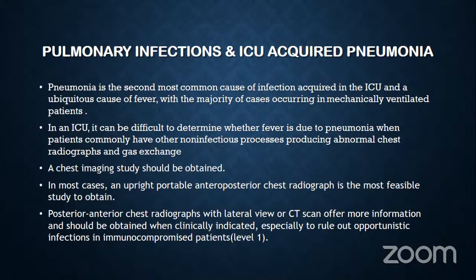In an ICU, it can be difficult to determine whether the fever is due to pneumonia, as patients commonly have other non-infectious processes producing abnormal chest X-rays and gas exchange abnormalities. So chest imaging should be obtained. In most cases, an upright portable anterior-posterior chest X-ray is the most feasible study to obtain. Posterior-anterior chest X-ray with lateral view or CT scan offers more information and should be obtained when clinically indicated, especially to rule out opportunistic infections in immunocompromised patients.